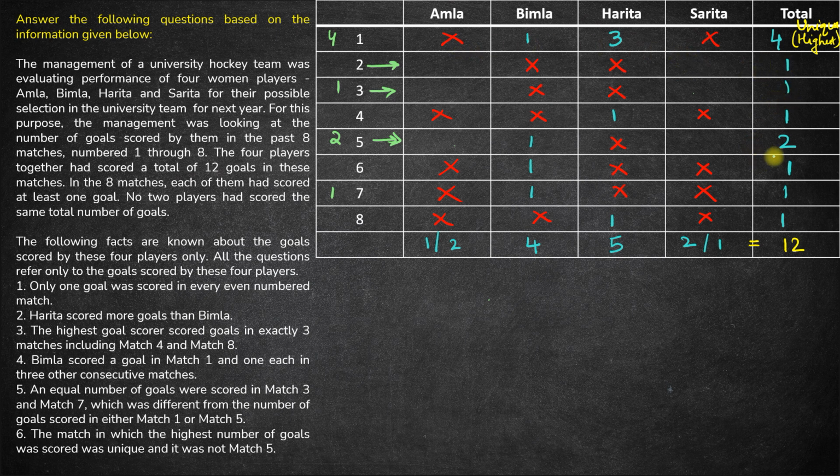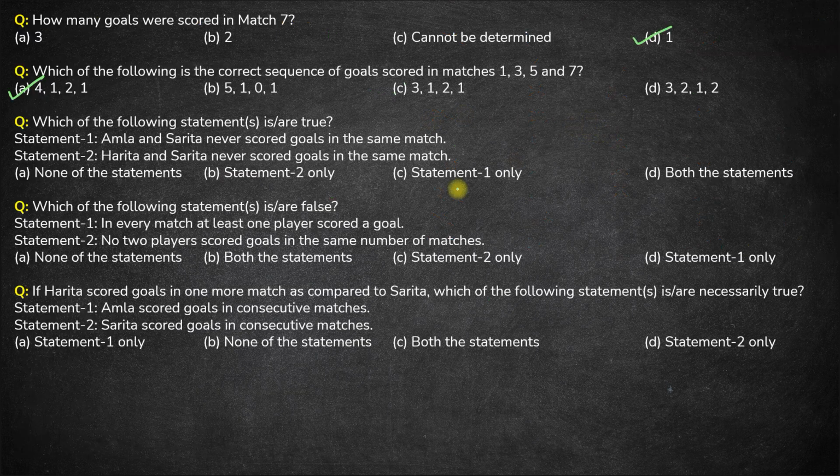Same is the case here. And out of these 2, 1 has already been scored by Bimla. So of Amla and Sarita, exactly one of them will score even in match 5 as well. So this is actually true. Both of them do not score a goal in the same match.